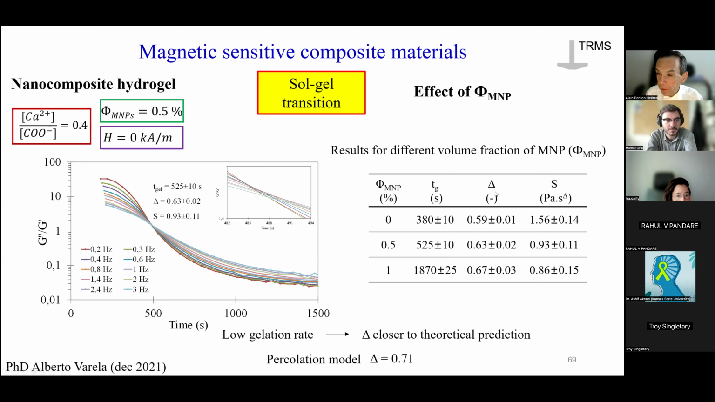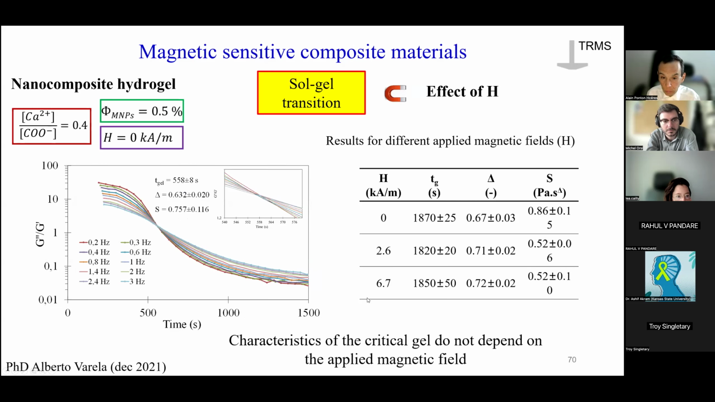And this relaxation exponent could be related to the exponent describing the divergence of viscosity and the divergence of elasticity. And in this case, it is close to a percolation model, a 3D percolation model.